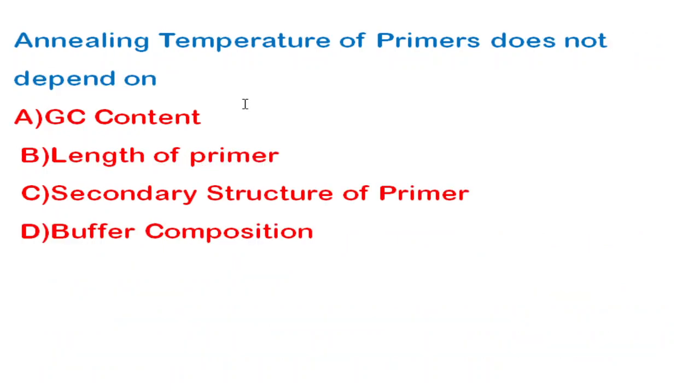Next is annealing temperature of primer. It does not depend upon the secondary structure of primer, whereas annealing temperature of primer depends upon the GC content of primer and length of primer. At the same time, the PCR buffer which we are employing also plays a vital role in determining the annealing temperature.